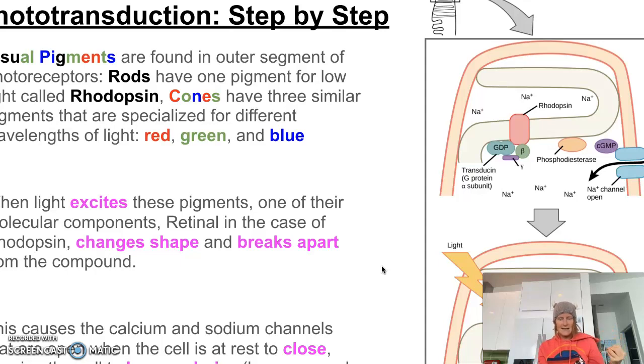And this causes a few different things to happen, but in essence, the cation, or calcium and sodium, channels that are open when the cell is at rest, close. So without those positive ions coming in, the cell, which rests at about -40 millivolts, not the typical -70, hyperpolarizes, so it becomes much more negative because of the lack of sodium and calcium ions, and also potassium ions continually leak out, both at rest and during this process. So it hyperpolarizes.